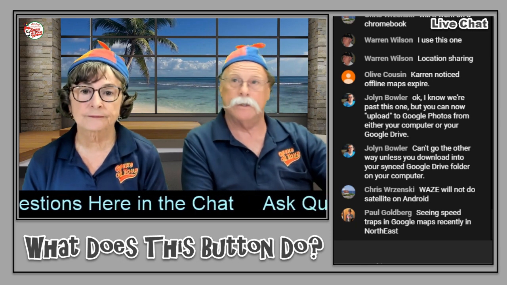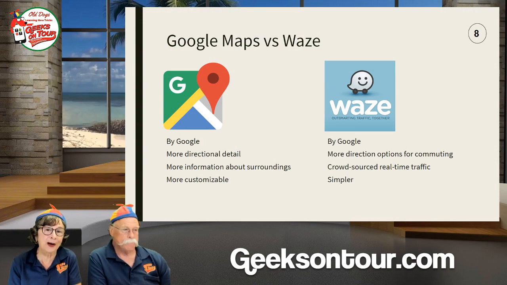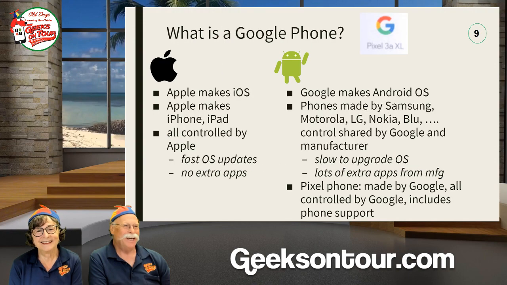Waze will not do satellite on Android, and you can see satellite view on Maps anytime. Right. And seeing speed traps in Google Maps recently in the Northeast, right? That's been in Waze a long time, and red light cameras, other things that are in Waze that aren't yet in Google Maps. And just the speed limit now shows up in Google Maps. That's pretty cool. That's really nice. So they're both great, but just know they are both by Google.